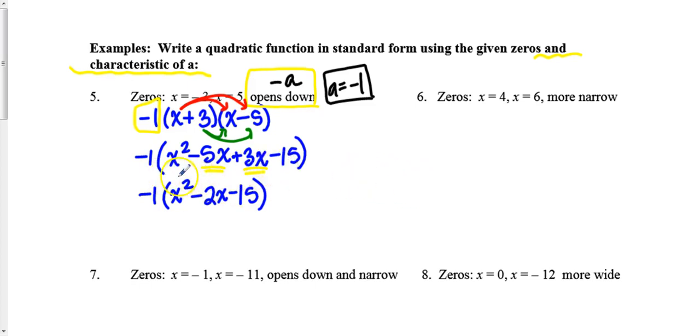Now that I've done everything I can on the inside, I will now address this negative 1 by distributing it to each term on the inside. So my final answer will be f of x equals negative x squared plus 2x plus 15.